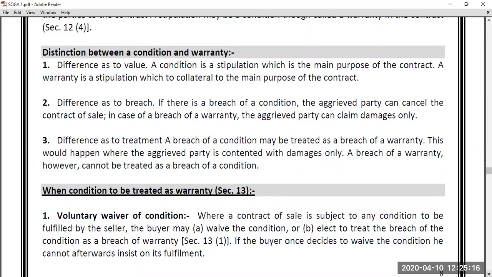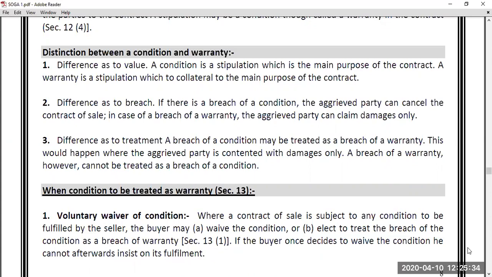So there are three distinctions between conditions and warranty. Do remember these distinctions, and this is one of the frequently asked questions from the Sale of Goods Act in examinations: distinguish between conditions and warranty.